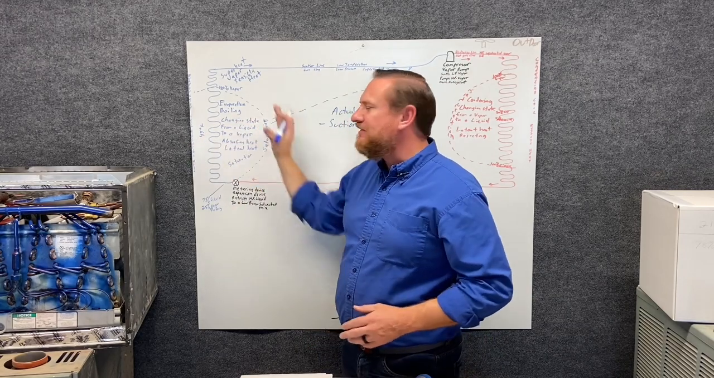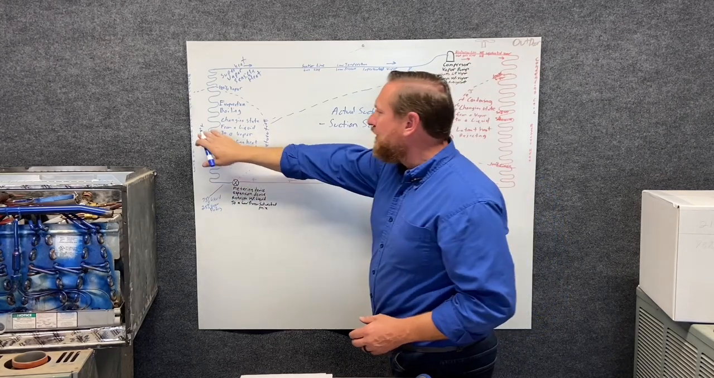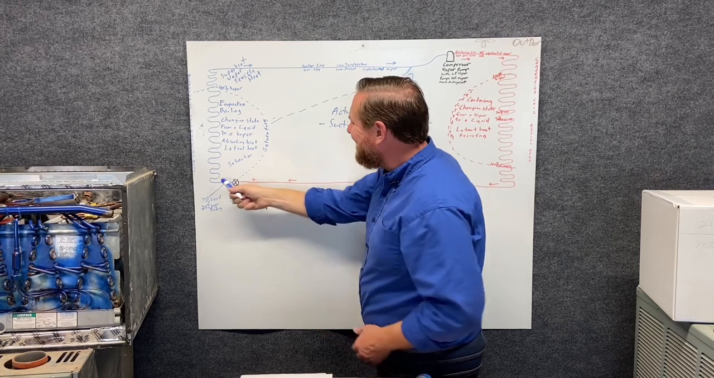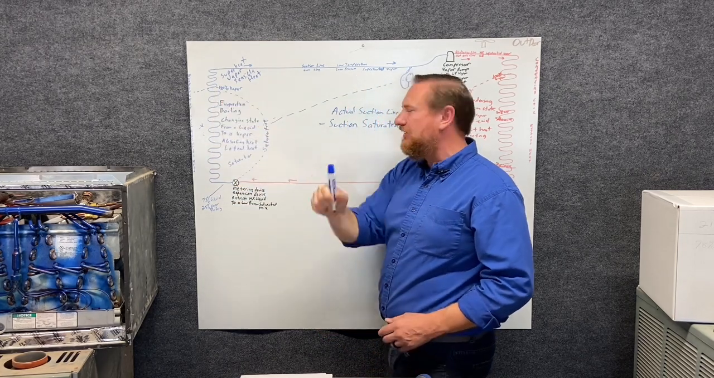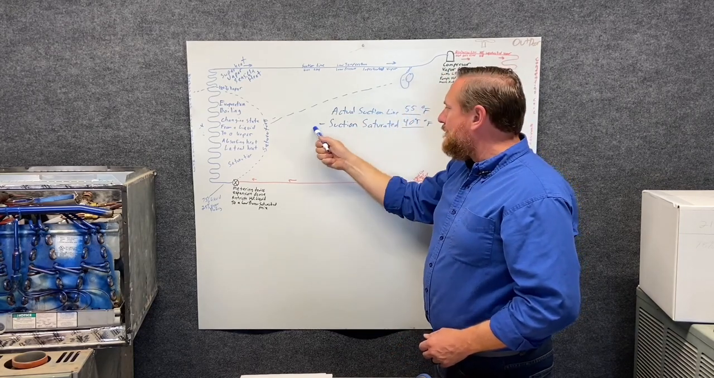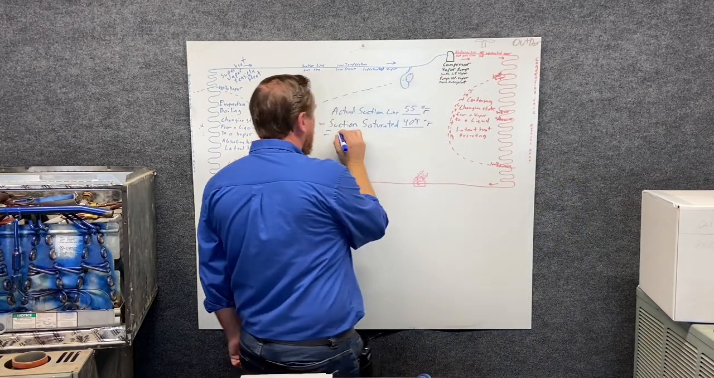The majority of this evaporator is saturation, changing state. So let's say that number was 40 degrees Fahrenheit. We're gonna put over here 40 degrees Fahrenheit. Most of the coil is 40 degrees, 40 degrees, 40 degrees. 55 degree actual suction temperature, 55, minus my suction saturated of 40 degrees equals a superheated vapor.